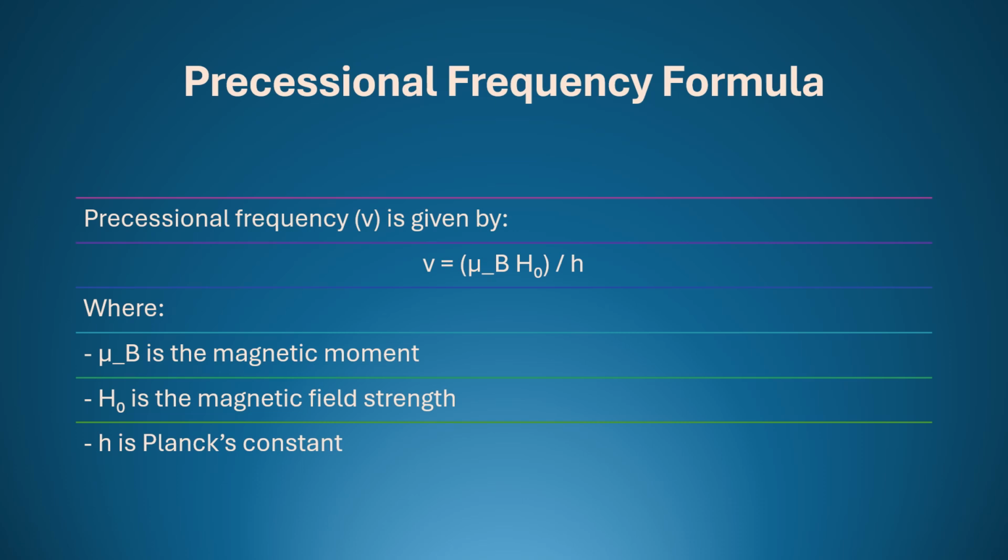By applying the right radio frequency (RF) pulse tuned to the precessional frequency, we can manipulate the spins of the nuclei and gain valuable information about their environment, such as chemical shifts, molecular structure, and interactions.